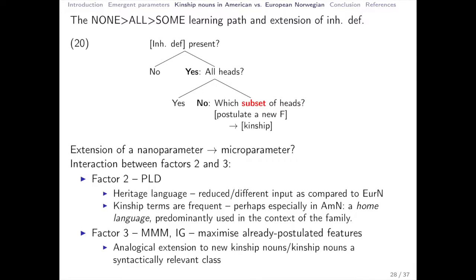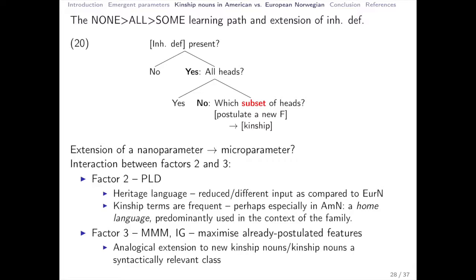So if you remember this model now, we can picture this development like this. The child recognizes that there is inherent definiteness. There's an inherent definiteness feature. Is it on all heads? No, clearly not. Then which subset of heads is relevant? Well, kinship seems to be relevant on kinship nouns, and then you postulate a formal feature encoding kinship terms.